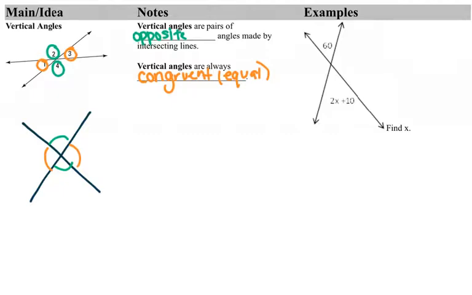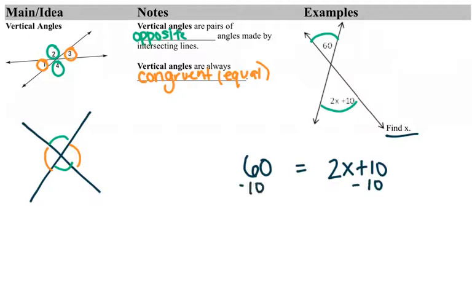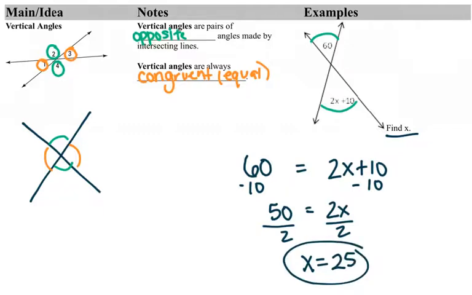So if you'll look at these intersecting lines, these two angles right here are vertical. We know that vertical angles are congruent. So we can take these two expressions, and if we know that they're equal, we can set them equal to each other and find x. So I'm going to move the 10 to the opposite side by subtracting. So 50 equals 2x. And then I can get rid of that 2 by dividing. So x equals 25. Keep in mind, you need to understand the term, you need to know something about it, and then you need to be able to apply it to solve a problem.